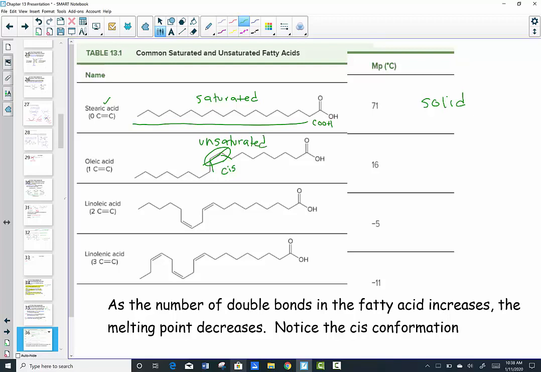Now look at, we have two configurations of a cis double bond. Again, increasing the number of double bonds has lowered the melting point. Notice that here is yet another. This is linolenic acid versus linoleic acid. I have three double bonds. Notice they prefer the cis configuration. The more and more double bonds, the lower the melting point. So as the number of double bonds in the fatty acid increases, the melting point decreases. And notice the conformation that nature prefers for fatty acid chains is the cis conformation.